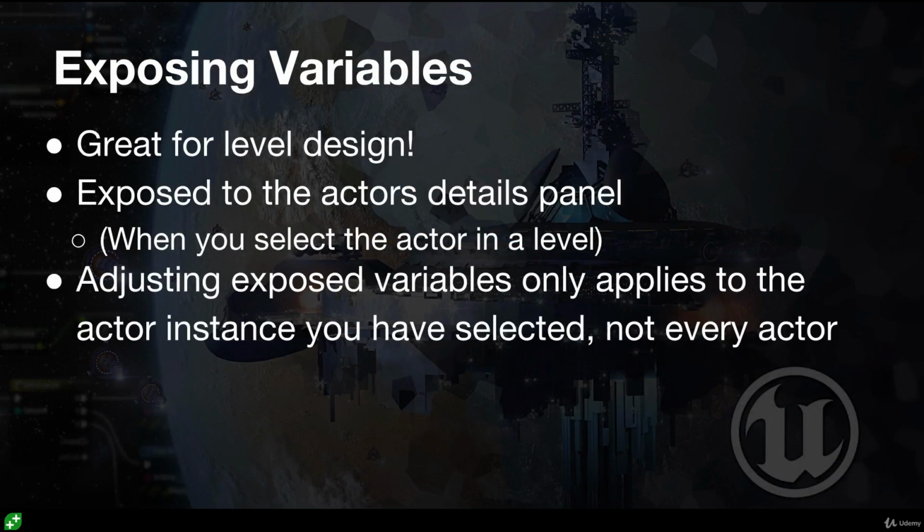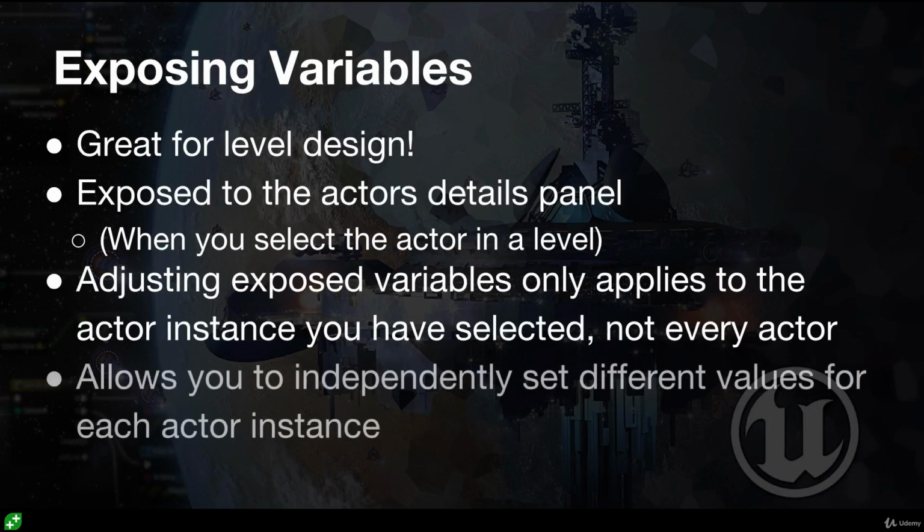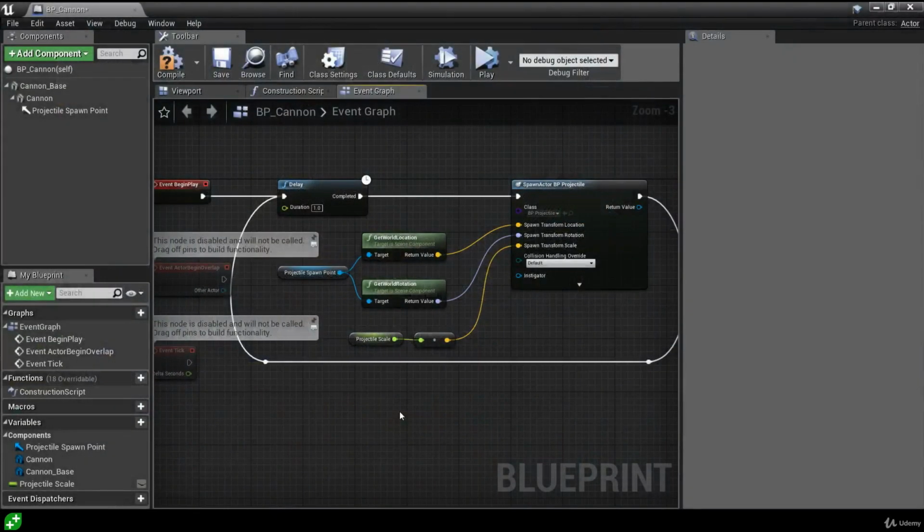And in the case of our cannon, it allows us to independently set different values for each cannon instance we've placed in our level. So how do we go about exposing a blueprint variable? Well, there's two ways that we can do this. We can look towards the My Blueprint tab, and where we have the variable, you'll notice this icon on the end of the variable name. So this is actually a closed eye, and we can click this to toggle it, and it opens the eye here.